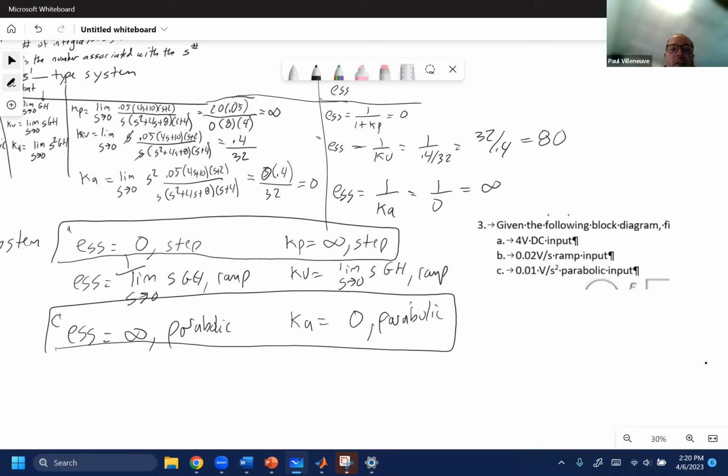For a ramp input, the only thing that I need to do is multiply this number by 0.02. Remember how this is our ESS. So this here gets multiplied by 0.02. And this number here gets multiplied by 0.02. So your final answers were, let's see, is this erase or highlight? Here and here.